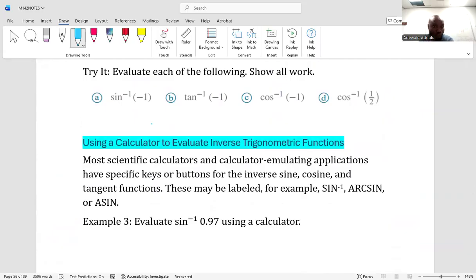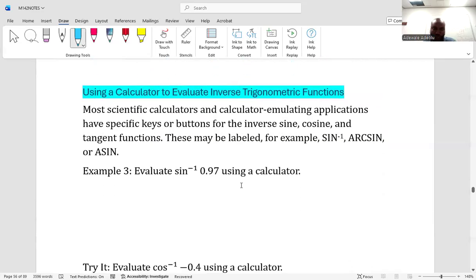Now, I will say welcome back. I believe you paused your video and worked on all these, and you used your restricted domain to find the angles. You understand that these inside values are ratios and the answer you must get should be angles. Okay, now, using a calculator to evaluate inverse trigonometric functions.